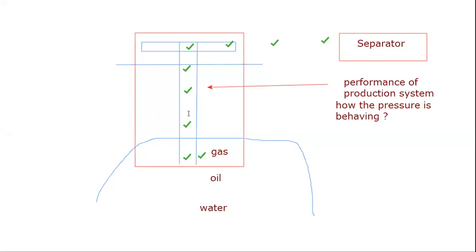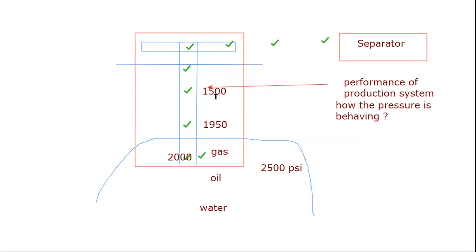I'm talking about the performance of the production system as those green points. These are mentioned here. And what do you mean by the performance? It means how the pressure is behaving, how much it is declining. For example, pressure inside the reservoir here probably is 2500 psi. Then it is 2005. How much is the pressure here? Maybe 2000. How much is the pressure here? Maybe 1950. How much is the pressure here? Maybe 1500. Now you see there's a major loss, 1950 to 1500.